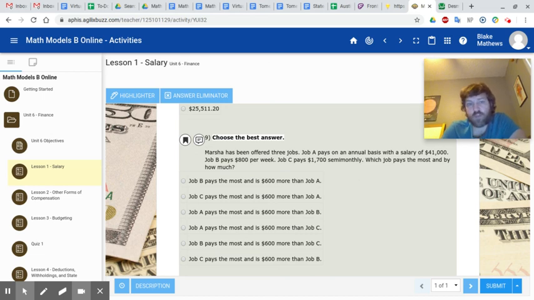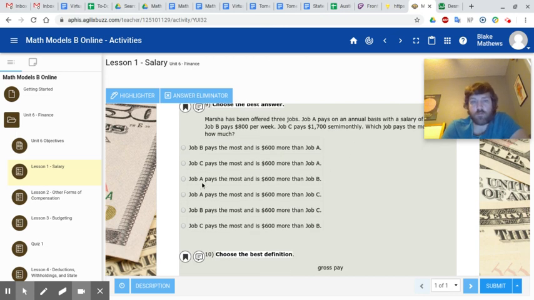This is just a multiplication problem. You have the annual pay of $41,000. You have the weekly pay of $800. So you multiply that times 52 weeks. And then you have $1,700 times, says semi-monthly. So that means 2 times a month. So that means they would get paid 24 times. So you need to multiply that number times 24. And then you need to see which answer fits. What's the most and which one is, you just put them in order after you get the answers.